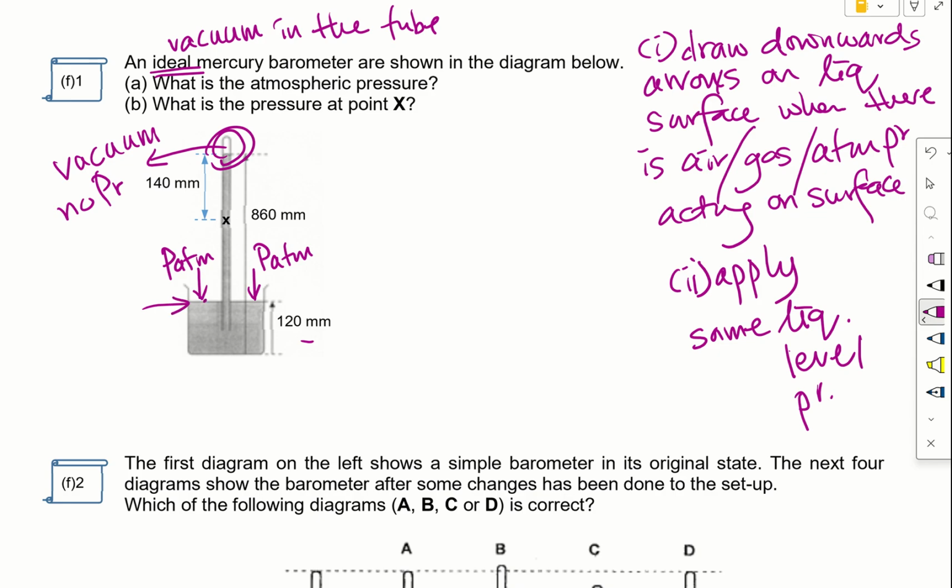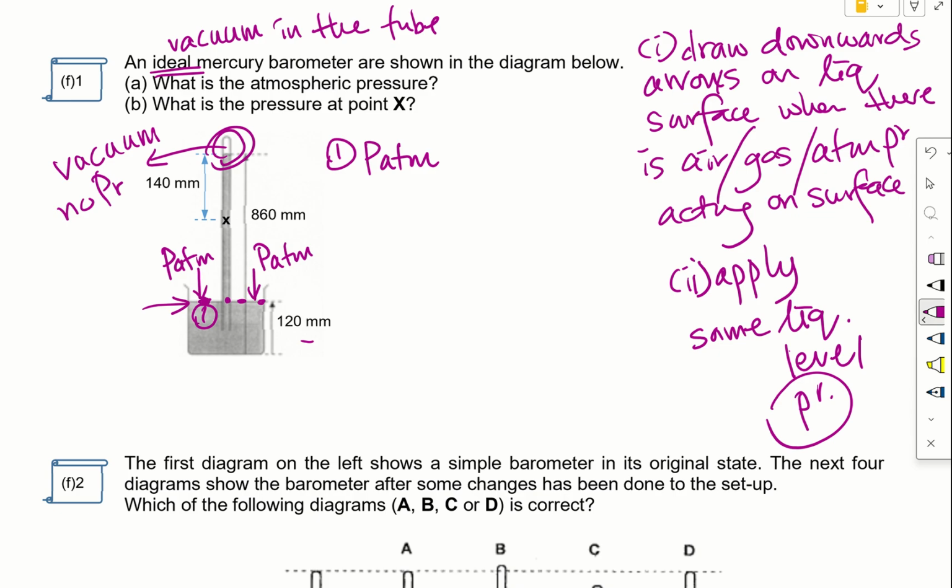Okay, we have the same liquid here, same liquid here, same liquid here, same liquid here, and they are at the same level. Therefore, I'm proposing that they have the same pressure exerted. So if I take this point number 1, the pressure on this liquid is due to PATM.